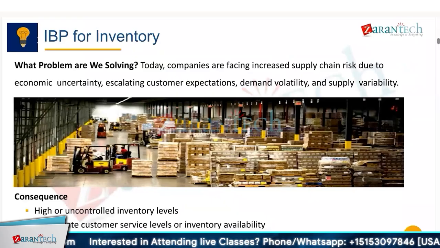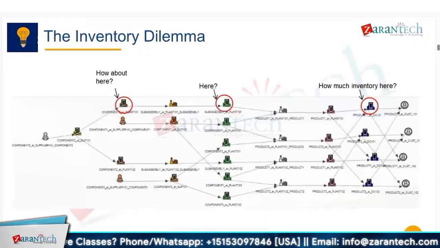I won't say we will have zero impact, but the impact can be reduced at least to a certain extent, and the flexibility can be built in. So what is the inventory dilemma?